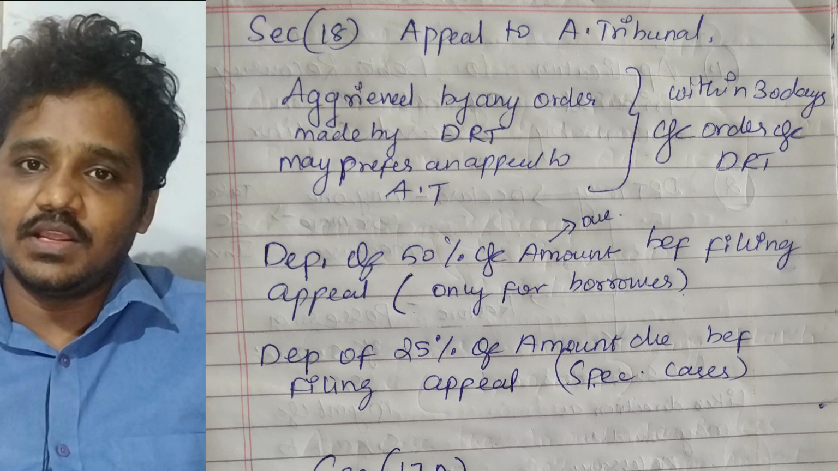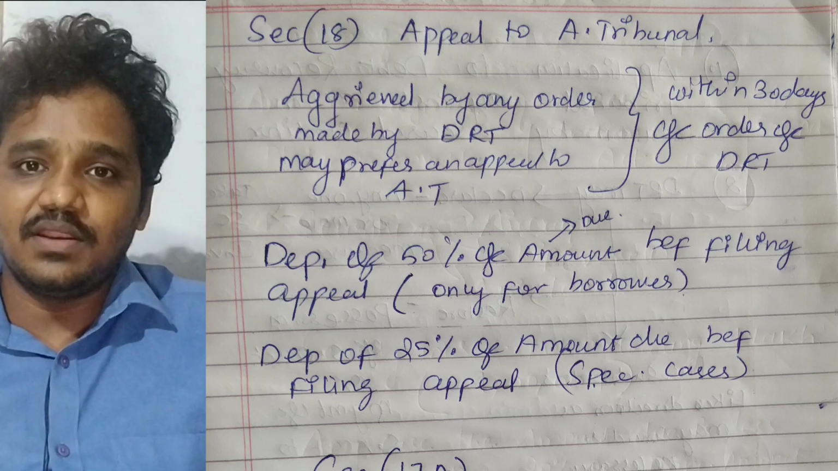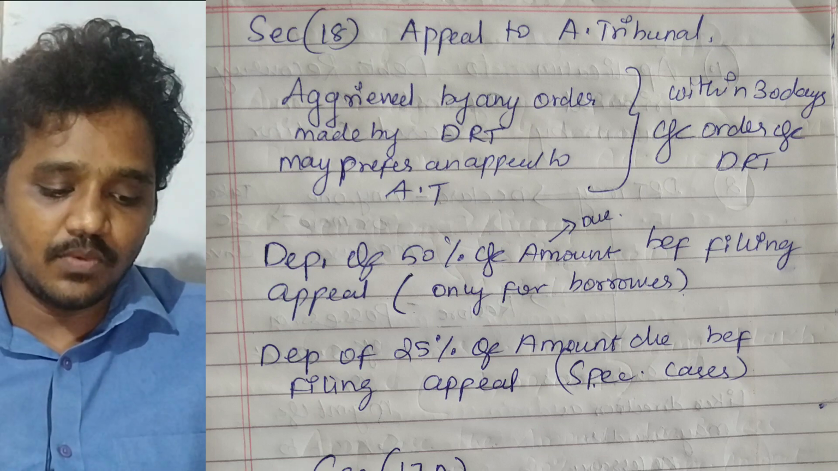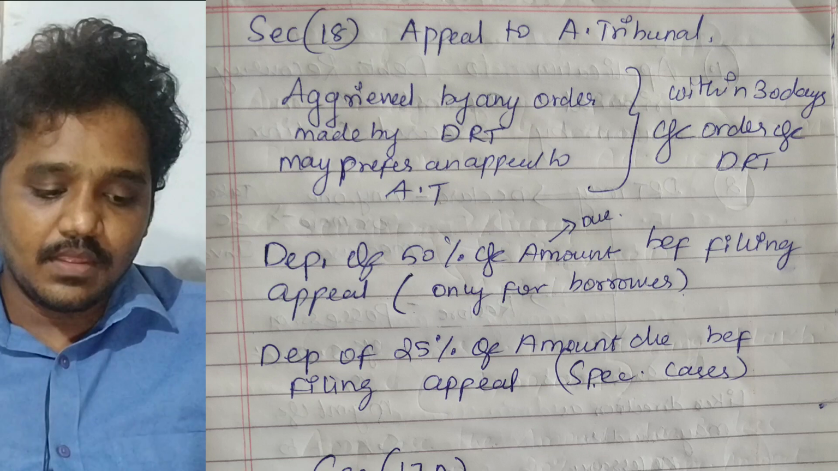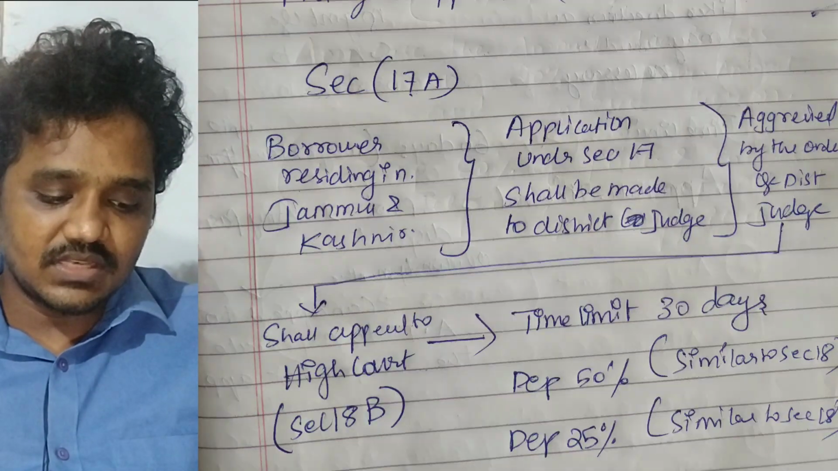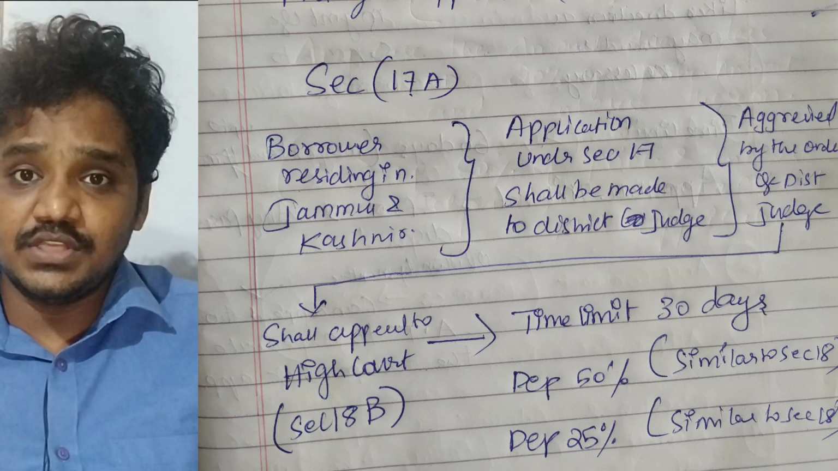Without that, your appeal will not be considered. These two conditions are very, very important. At times, the appellate tribunal will reduce this amount from 50 to 25%. That is section 18. You have to be very clear with section 18. Next, section 17A, which is relating to borrowers residing in Jammu and Kashmir.